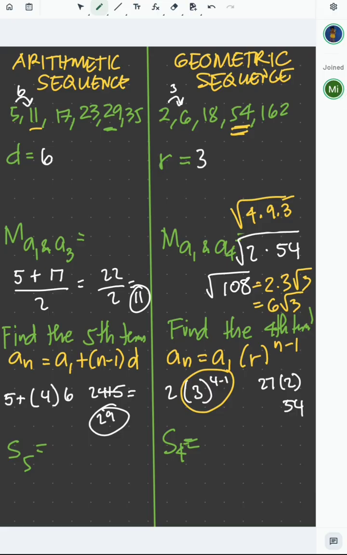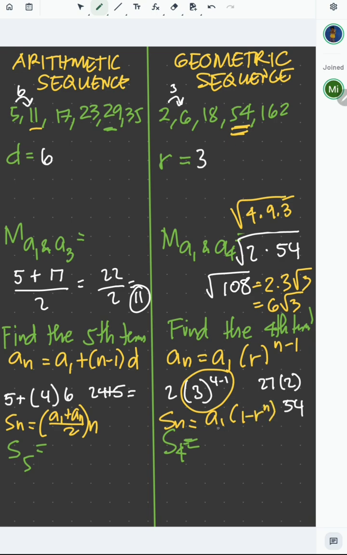And then for the sum of the first 5 terms. So the sum again, what is that? S sub n, let me write it down. S sub n for the arithmetic sequence is a sub 1 plus a sub n over 2 times n. And then for the geometric sequence, that is a sub 1 times 1 minus r to the n over 1 minus r. So we'll see.